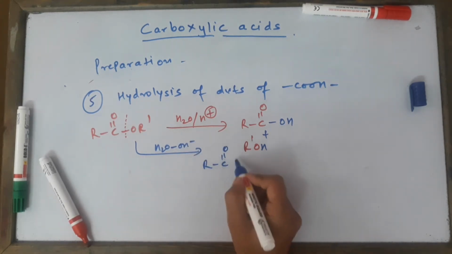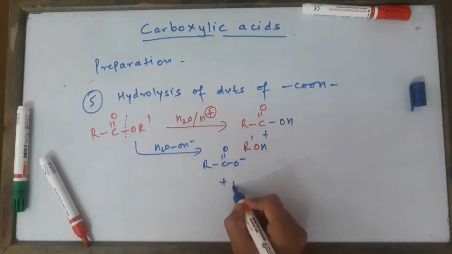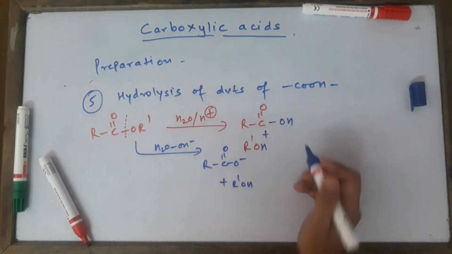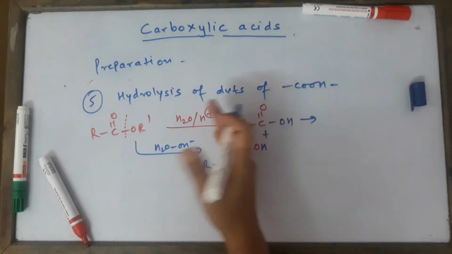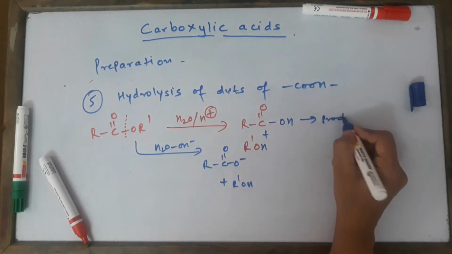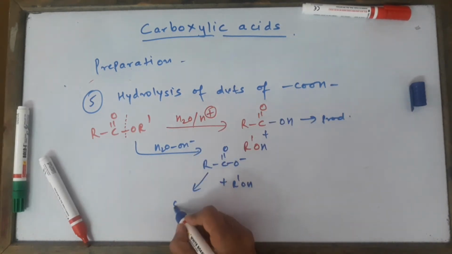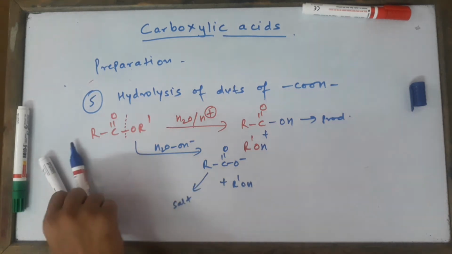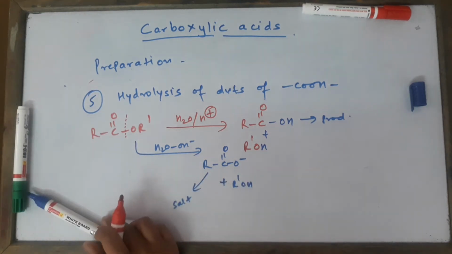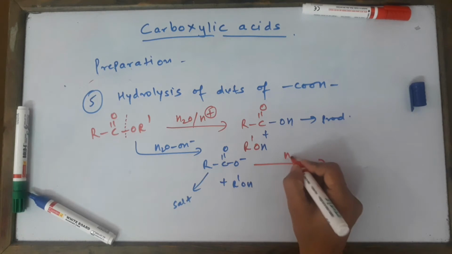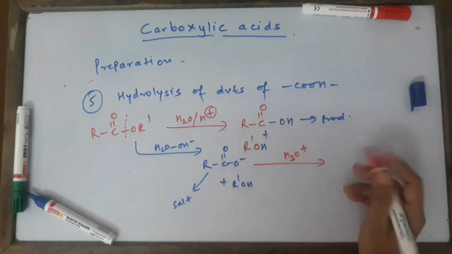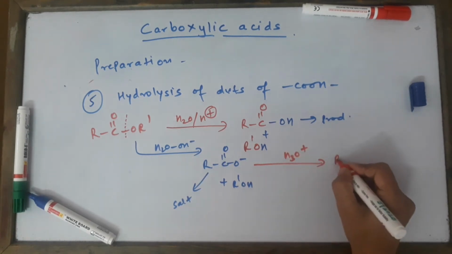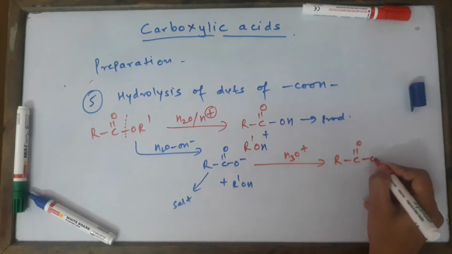You will be getting in that case RCOO minus plus R-OH. Look at this, children. As I told you, if you start with acidic conditions, you will directly get the product, but if you start with the basic conditions, you will not get the direct product, but you will be getting a salt. And what do we do with the salt? You all know we are going to add acid, dilute HCl. So we'll be getting RCOOH.